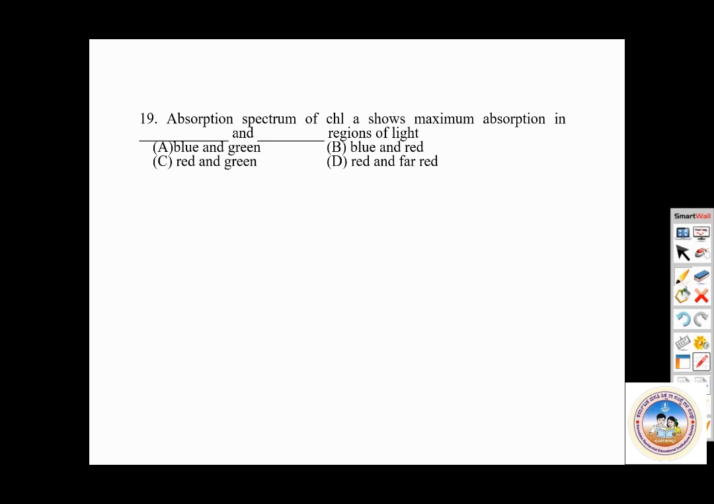Okay, now moving ahead. The absorption spectrum of chlorophyll A shows a maximum absorption in dash and dash regions. 19th one. The absorption spectrum of chlorophyll A has maximum absorption in the blue region and the red region of the light. Am I clear to you? So the option is B, blue and red.